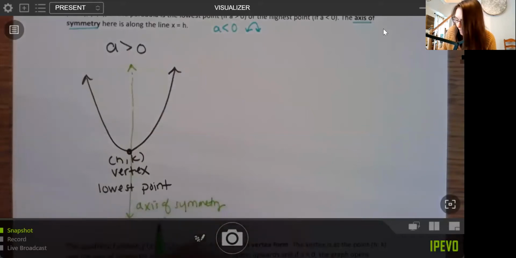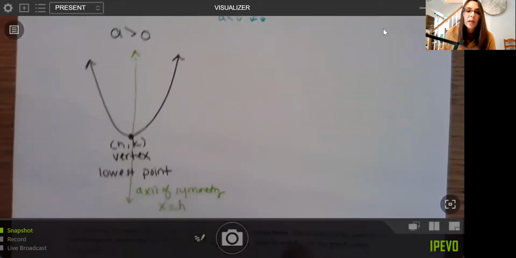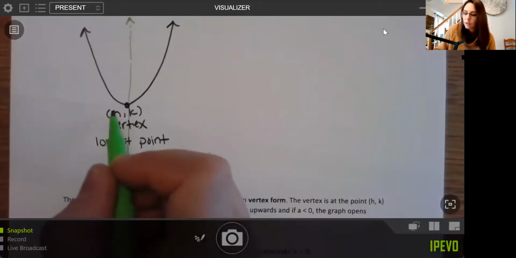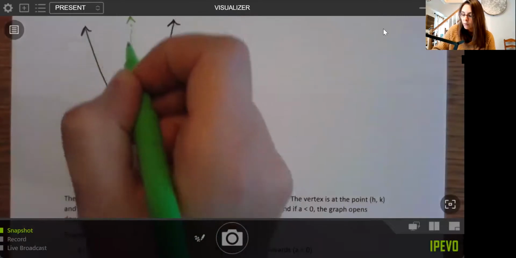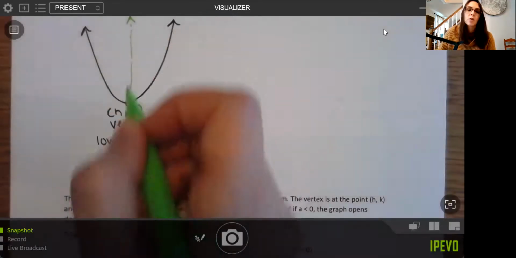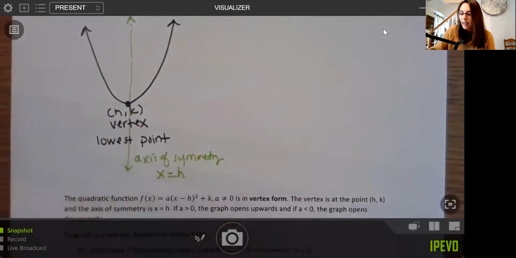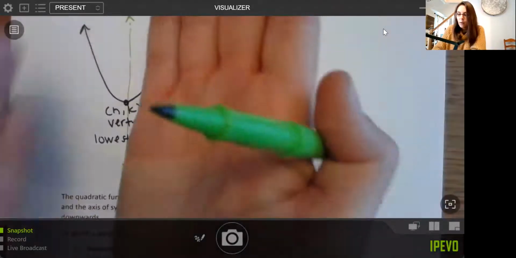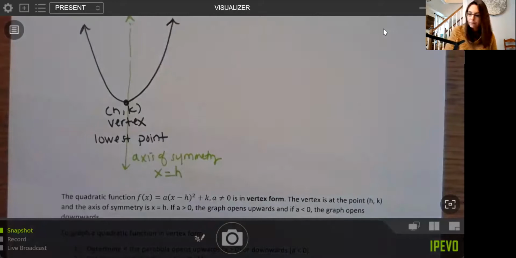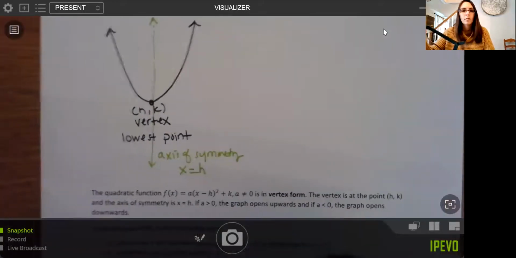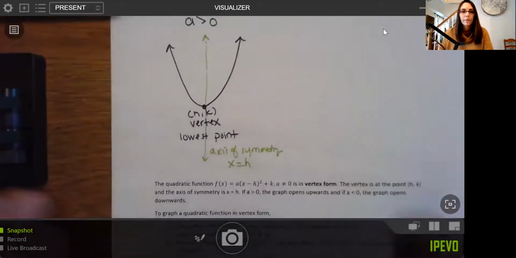And it's always the line x equals h. So whatever your h value is, let's say that center point here is at 2, 3, then that line of symmetry runs right along x equals 2. So it's whatever your h value is. And at this point here, you should be able to fold the graph in half, and both those sides would perfectly match up. Let's zoom out a little bit.